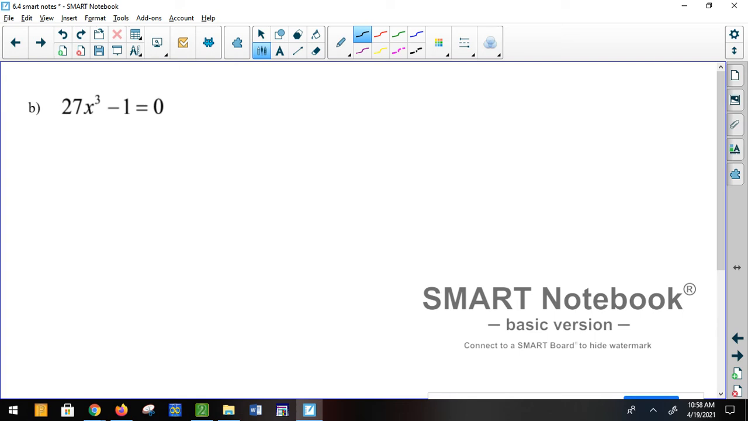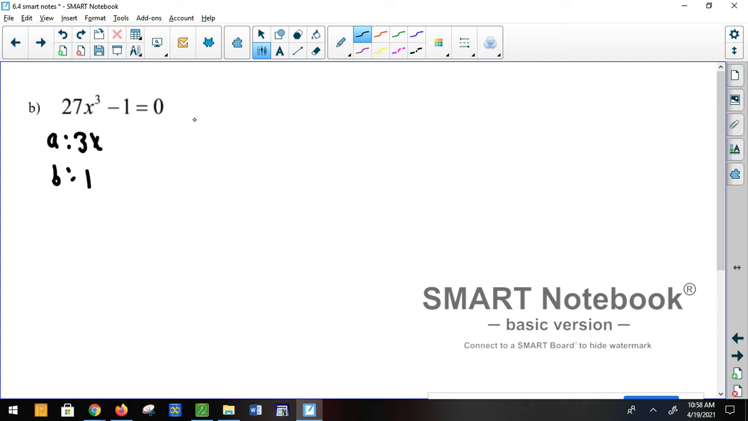So for 27x cubed minus 1, this is a difference of cubes. First thing I'm going to do is figure out what's my A. Cube root of 27 is 3. Cube root of x cubed is x. And then for B, cube root of 1 is 1.